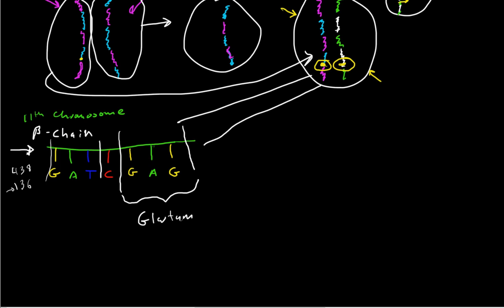Now what happens with sickle cell disease is the adenine nucleotide is replaced by a thymine nucleotide. And what this does is the GTG changes the glutamate amino acid to a valine amino acid. And so this is a small but significant change in the makeup of the beta chain of hemoglobin.